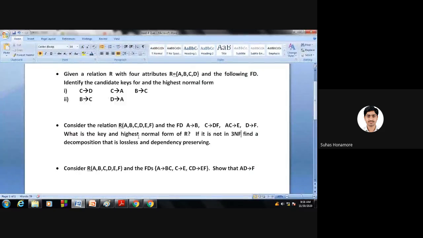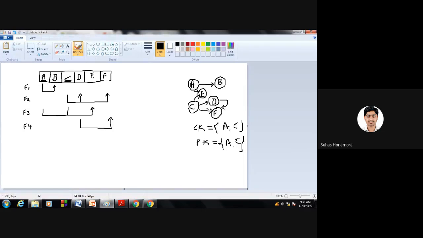Now the key is identified, next is the highest normal form. We have to check which normal form it is in. By default it is in 1NF, so I'm writing 1NF. Now we'll check for 2NF. If any partial dependency is on the primary key, it is not in 2NF. B is a non-prime attribute, partially dependent on A, which is part of our primary key. So the relation R is not in 2NF.